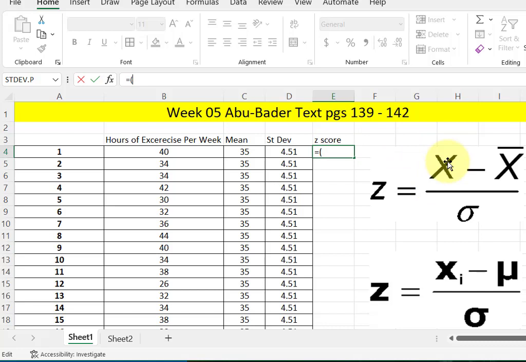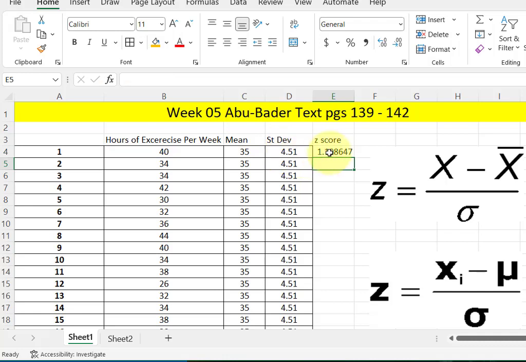I'm going to take that first real value, that's our random variable, our first real score, bam. I'm going to subtract it from the mean. I'm going to put my parentheses up there, right? Order of operations. And then I'm going to divide it by the standard deviation. Bam. That is that guy's z-score.